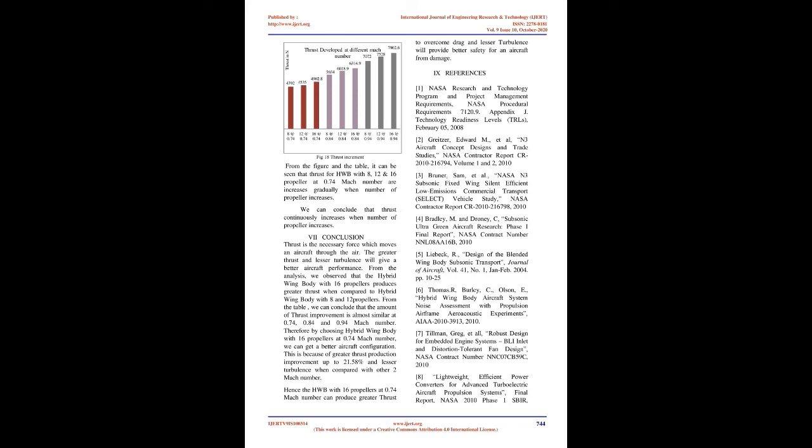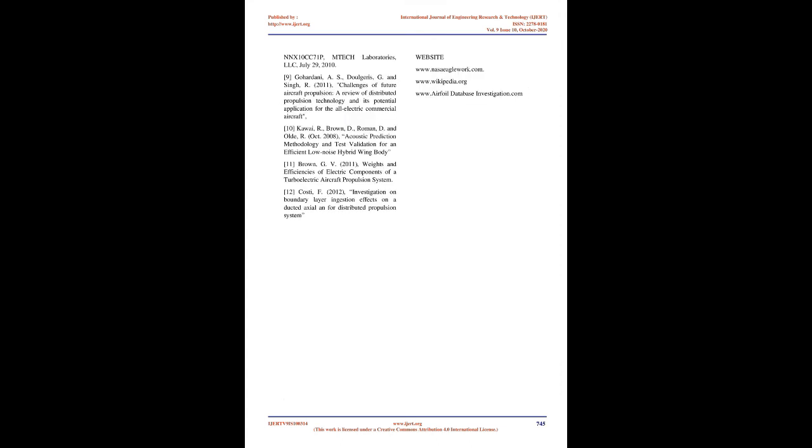From the table, we can conclude that the amount of thrust improvement is almost similar at 0.74, 0.84, and 0.94 Mach number. Therefore, by choosing the hybrid wing body with 16 propellers at 0.74 Mach number, we can get a better aircraft configuration. This is because of greater thrust production improvement of up to 21.58% and lesser turbulence when compared with the other Mach numbers. Hence the HWB with 16 propellers at 0.74 Mach number can produce greater thrust to overcome drag, and lesser turbulence will provide better safety for an aircraft from damage.